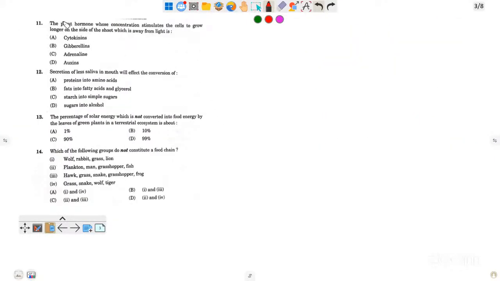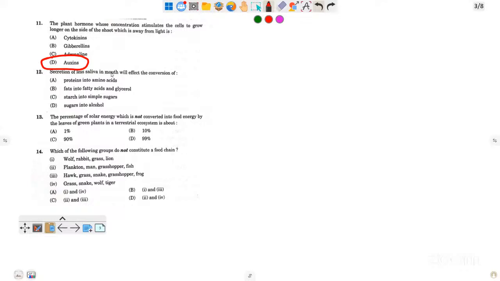The 11th one. The plant hormone whose concentration stimulates the cell to grow longer on the side of the shoot which is always away from the light. Which hormone is that? You are studying only one hormone. Which one? That is auxin. Very good. Option D is the correct answer.